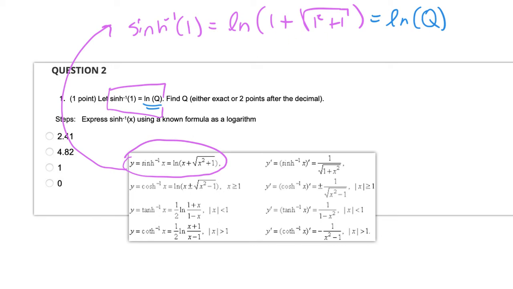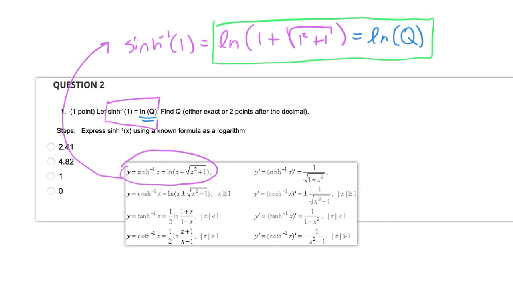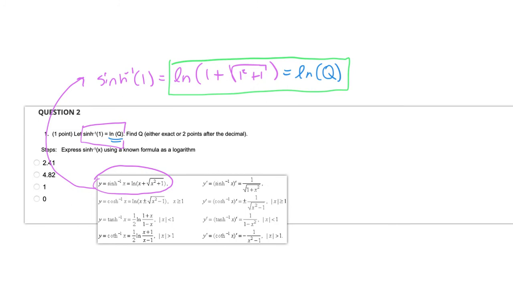So at that point, I think it would be helpful to acknowledge that it's really this section here that is going to be useful for us, where we have the natural log of something equals the natural log of something. So clearly this quantity has to be equal to q, right? So that should make sense. Since that's the case, you can drop the natural log symbols and create a separate equation that says that 1 plus radical 1 squared plus 1 equals q itself.